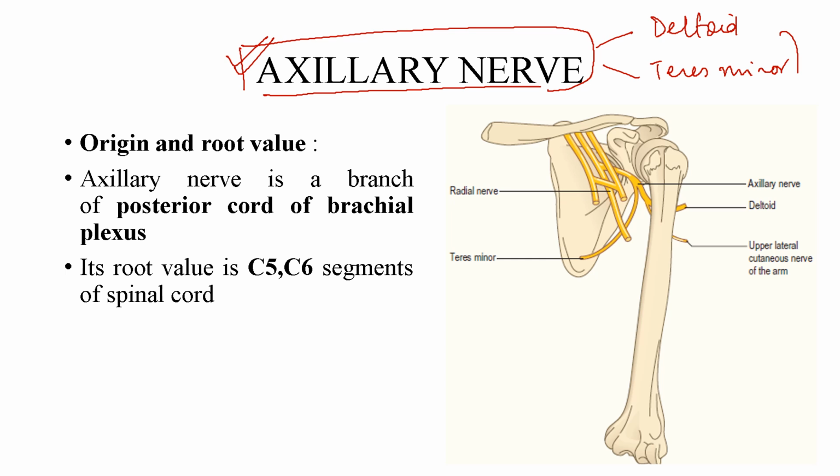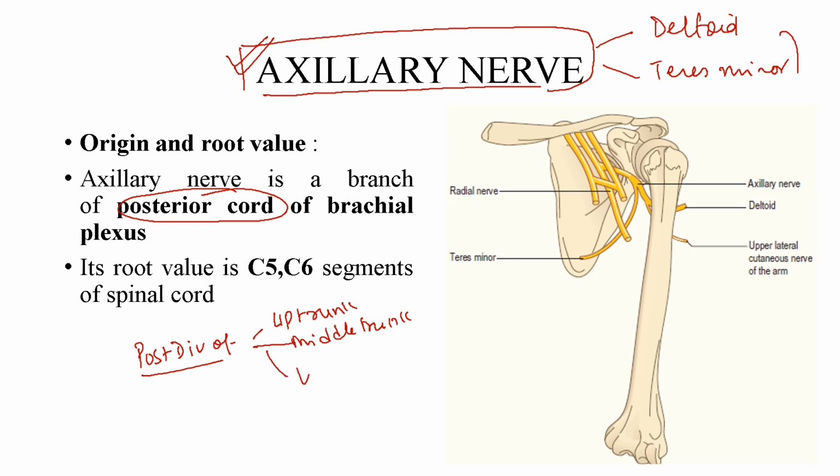Let's talk about the origin and root value of the axillary nerve. It is arising from the posterior cord of the brachial plexus. You know that the posterior division of all the trunks, that is your upper trunk, middle trunk and lower trunk, form a posterior cord, and from this posterior cord you have almost 5 branches, out of which axillary is one of the branches.